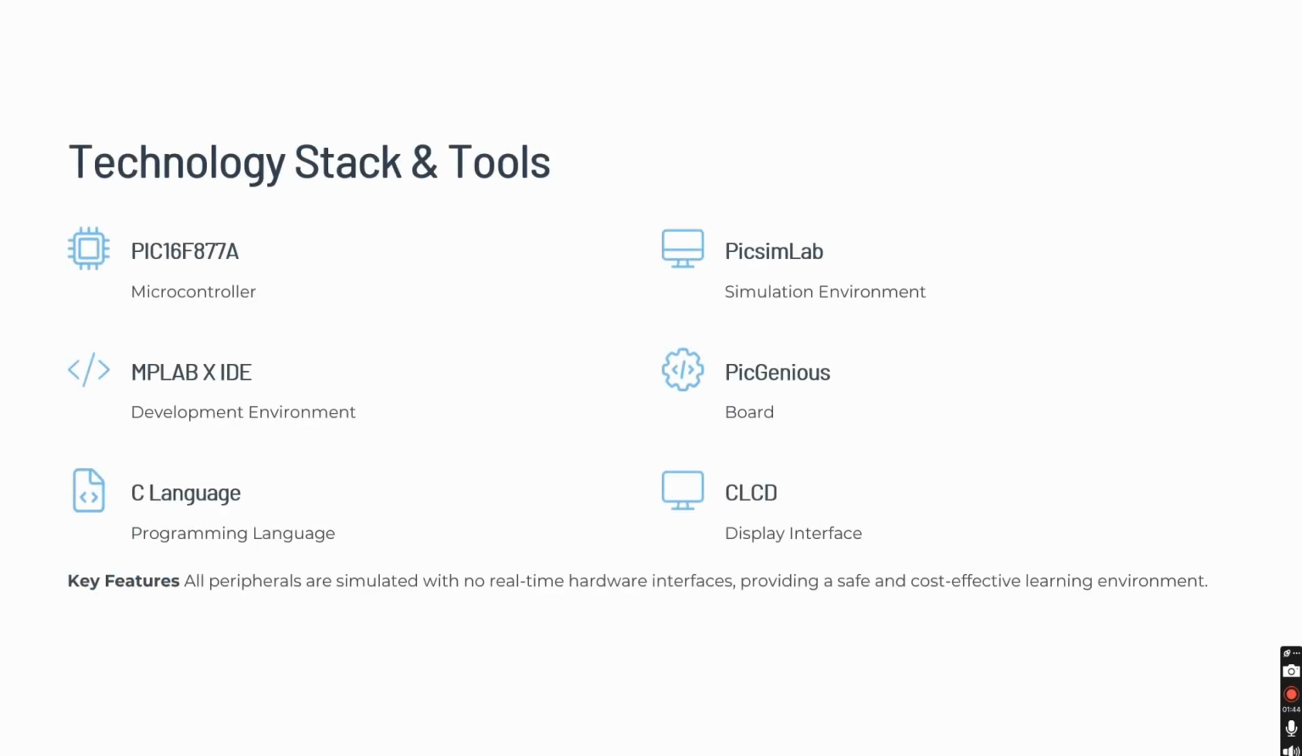To bring this simulation to life, I used a specific set of hardware and software tools. At the heart of the system is the PIC16F877A microcontroller, a powerful and widely used 8-bit controller suitable for embedded applications. For the development environment, I used MPLAB X IDE, which allowed me to write and debug embedded C code efficiently. The actual simulation of the washing machine was carried out in Picsimlab, a virtual hardware simulation tool that models the behavior of microcontroller projects without the need for physical components.